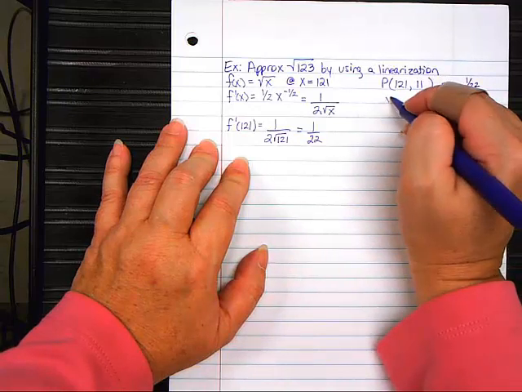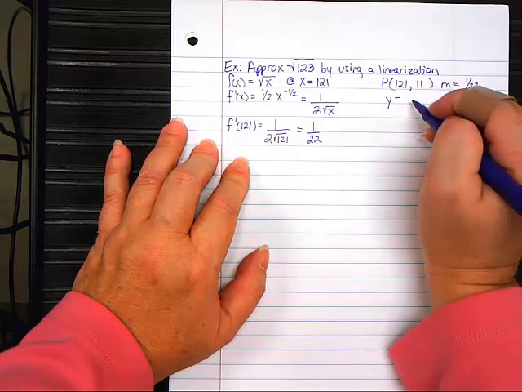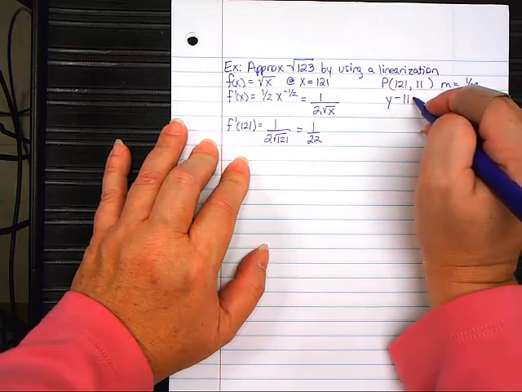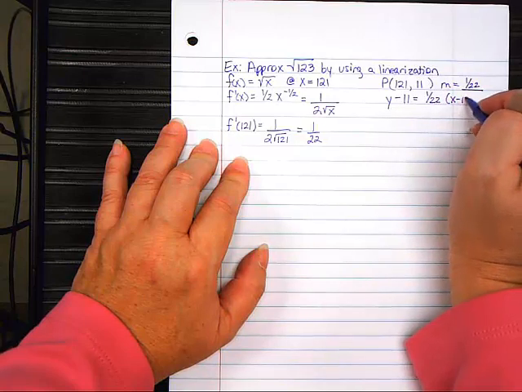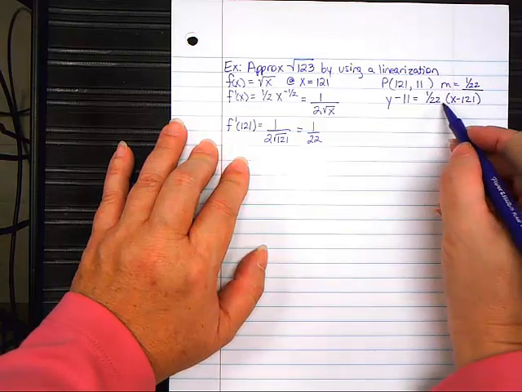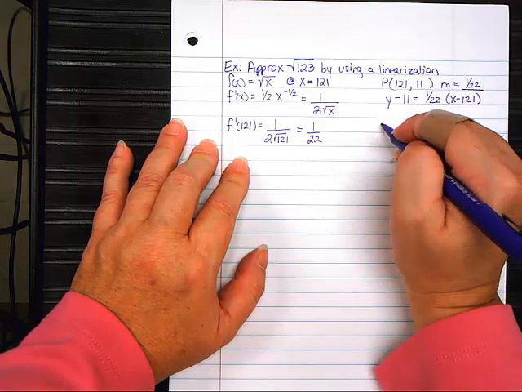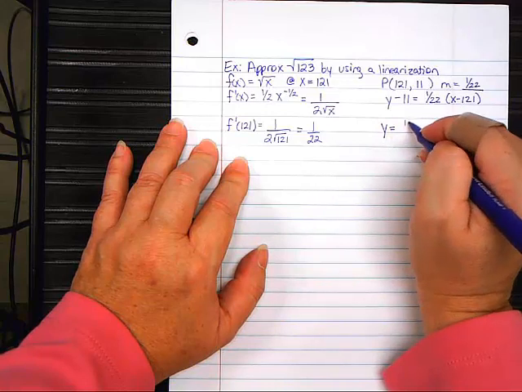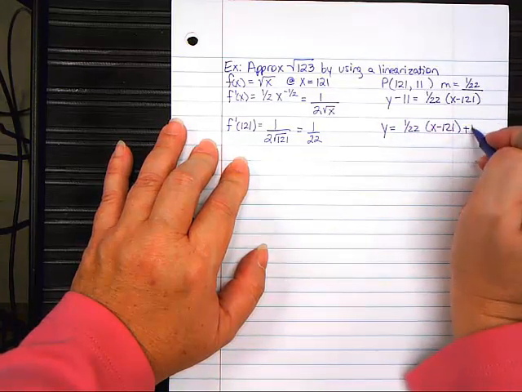Now write your equation. Now, don't get ahead of me because I'm going to do something a little bit different. Y minus what? Y minus 11 equals 1 over 22 times the quantity x minus 121. For what we're going to do in a minute, it is best to not distribute the 1 over 22. Just move the 11 over, okay? So I want to write the equation this way. Y equals 1 over 22 times x minus 121, plus 11.